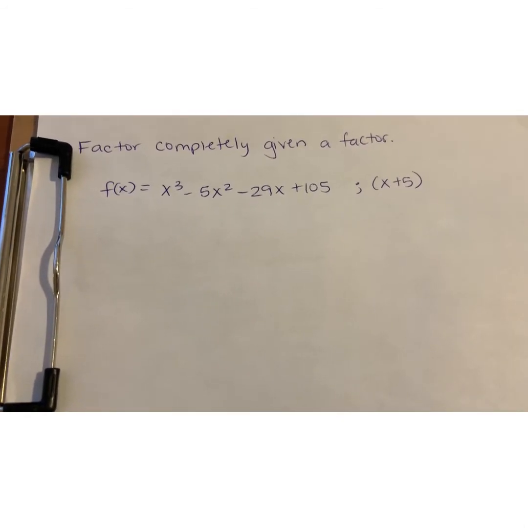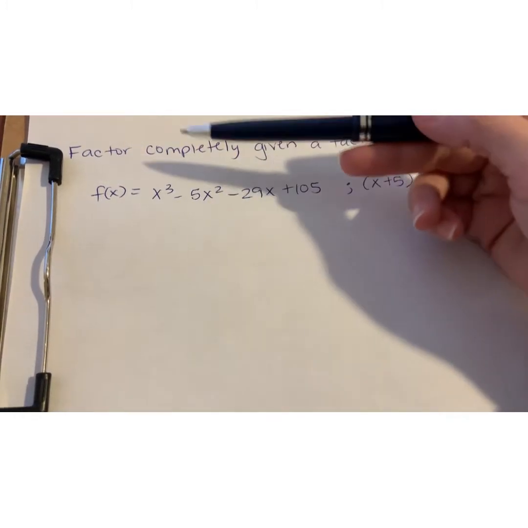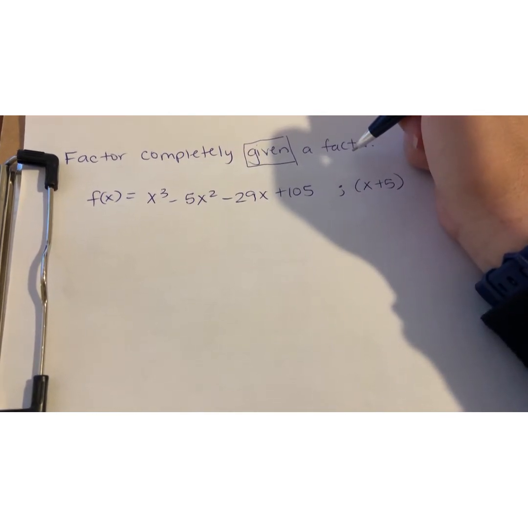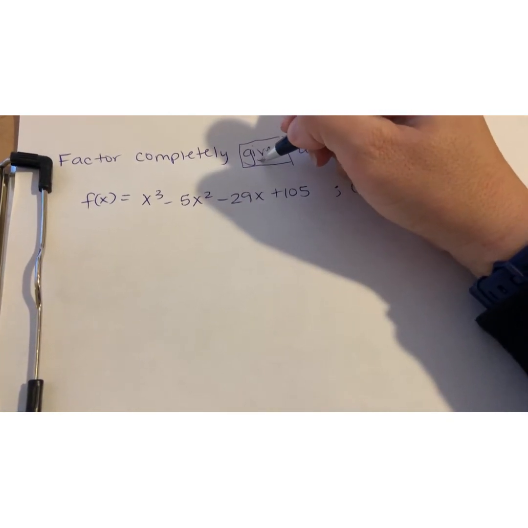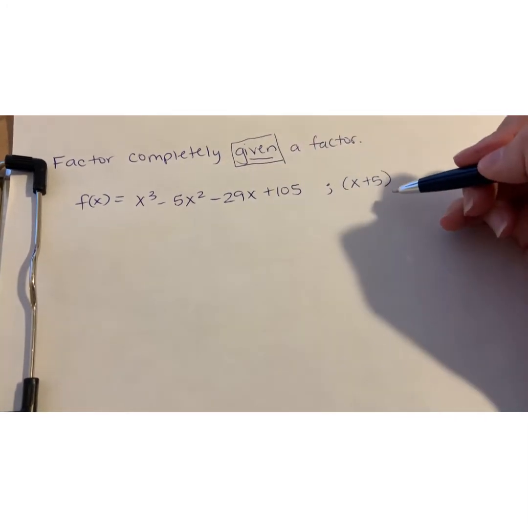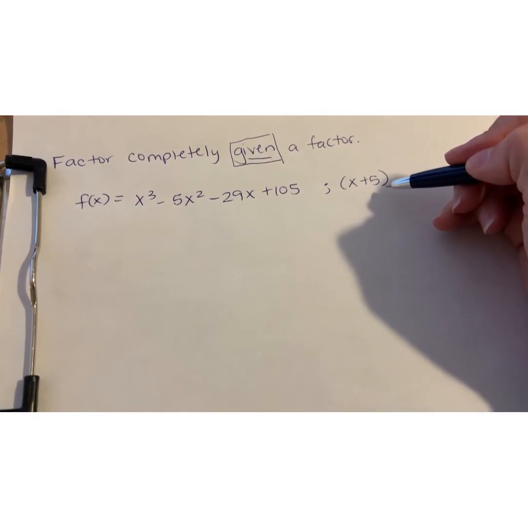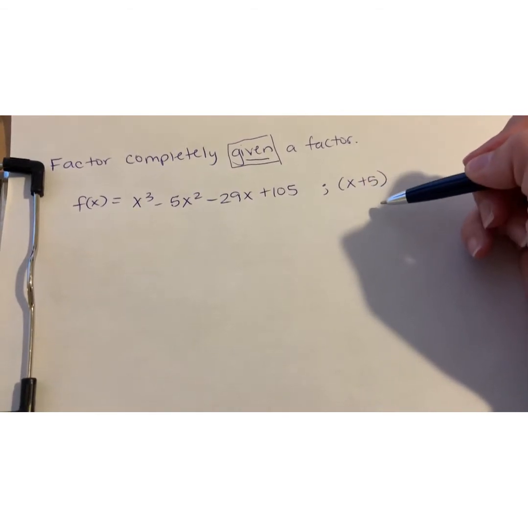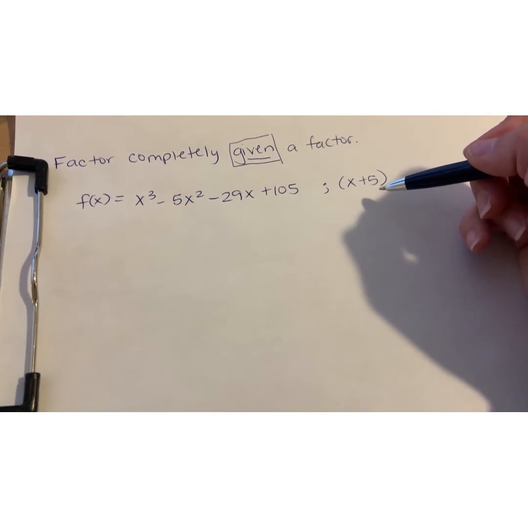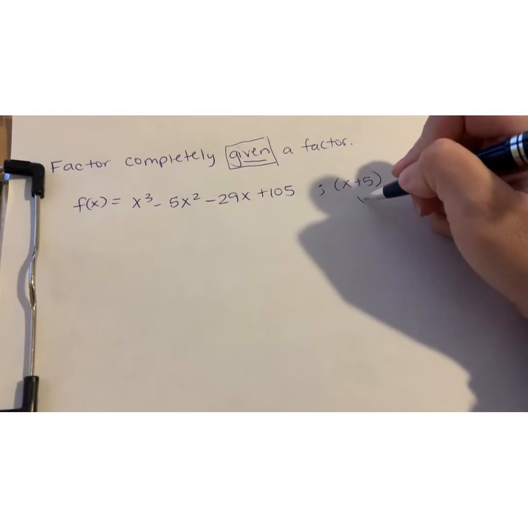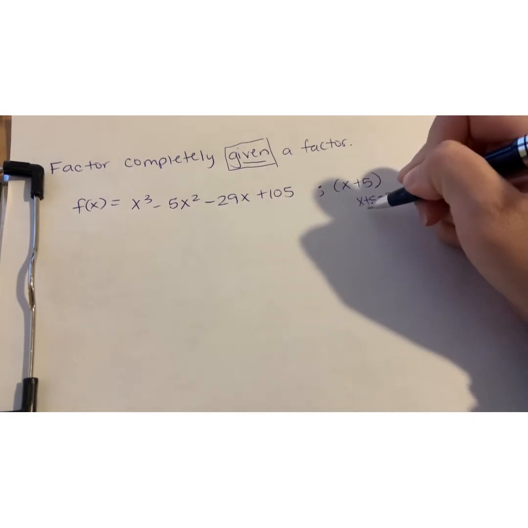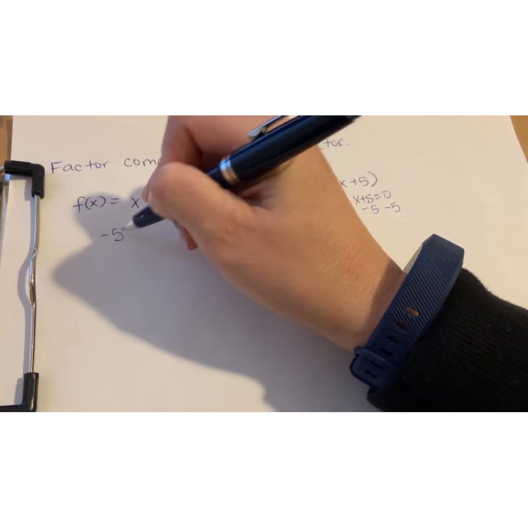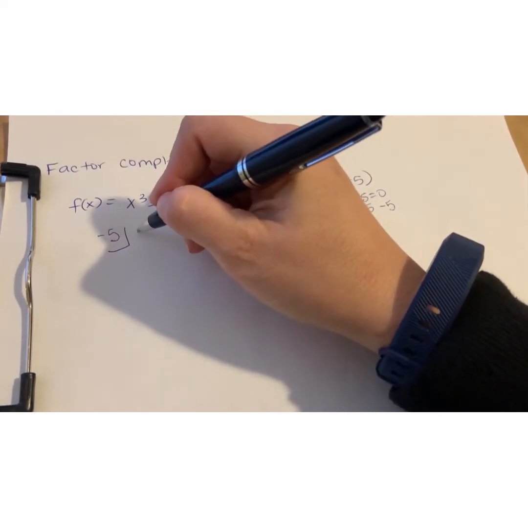Okay, the next set of instructions is going to be different. It'll say factor completely given a factor. So the fact that they say given is very important. It tells you that when you do your synthetic division, you should get a 0 as the remainder because this is a factor. That's all the yes and no stuff we were just doing. So I'm going to set this equal to 0 and use a -5 in my synthetic division.